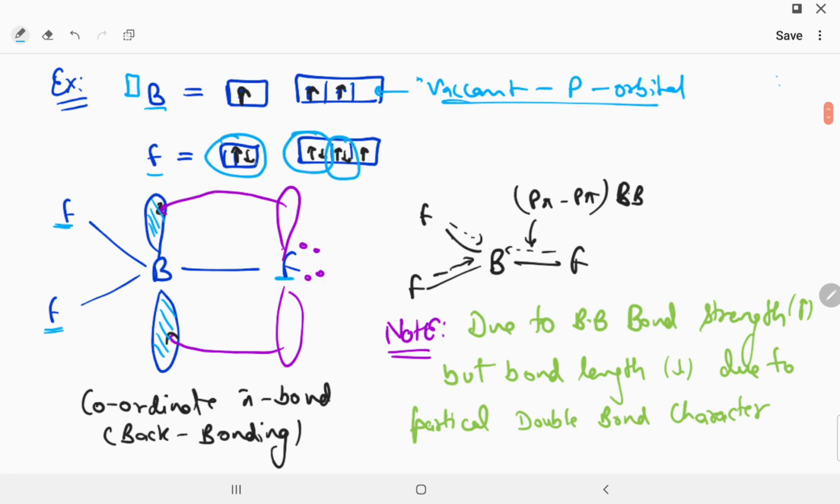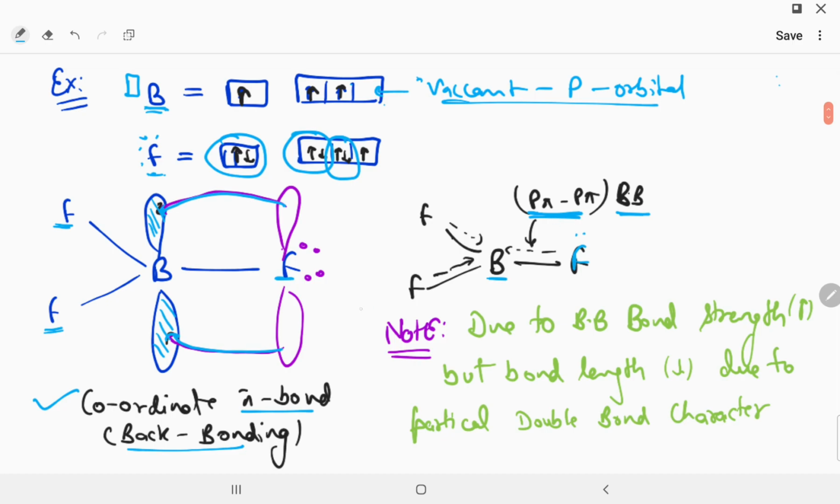So we can say that each fluorine has three pairs of electrons, called lone pairs, out of which one is donated into the vacant orbital of boron. That is called back bonding, or we can say a coordinate pi bond. Now you are able to see p pi back bonding. Why is this called p pi back bonding? Because boron has a vacant p orbital and fluorine donates the lone pair from its p orbital, so it is called p pi back bonding.